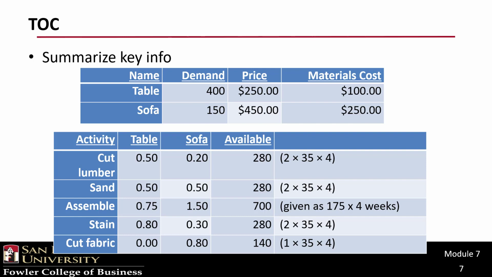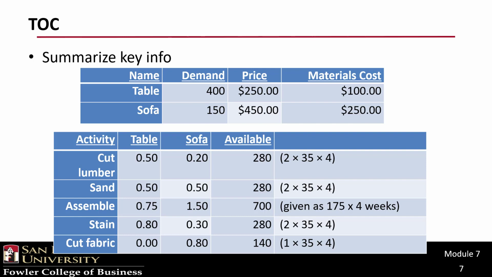Assembly takes 3/4 of an hour for the table, but it takes an hour and a half for the sofa. And so the time that was available for that was 175 hours a week. Recall that I had 1 full-time and a bunch of part-timers. And so that amounts to 175 times 4, or 700 hours available for that task.